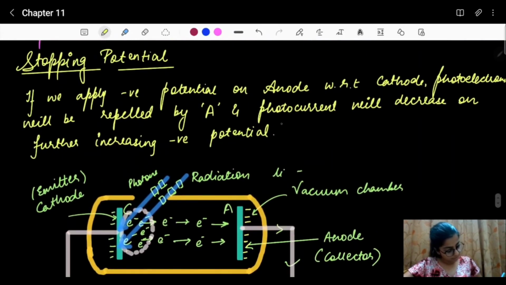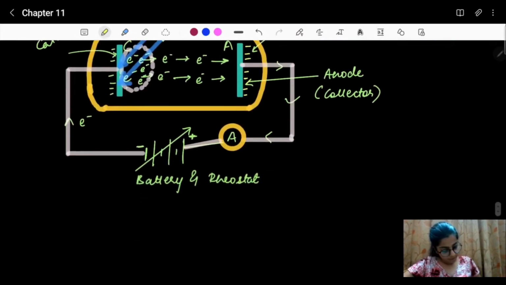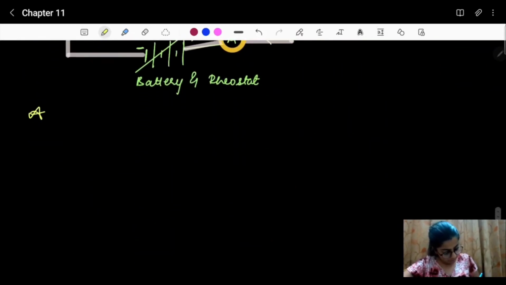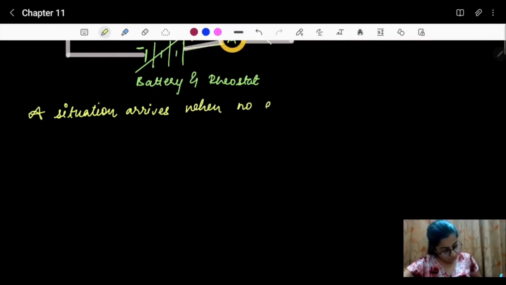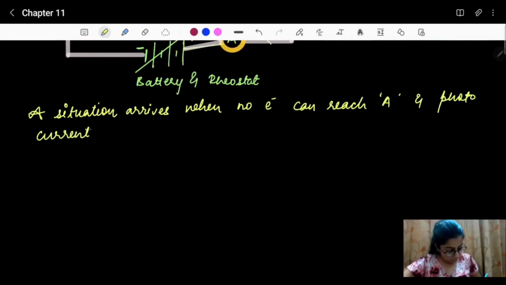Let us write it further. On increasing negative potential on A, what will happen? A situation arrives when no electron can reach anode and photocurrent becomes zero.